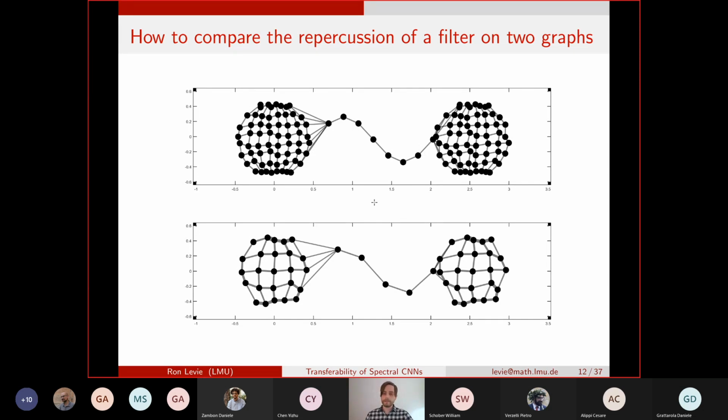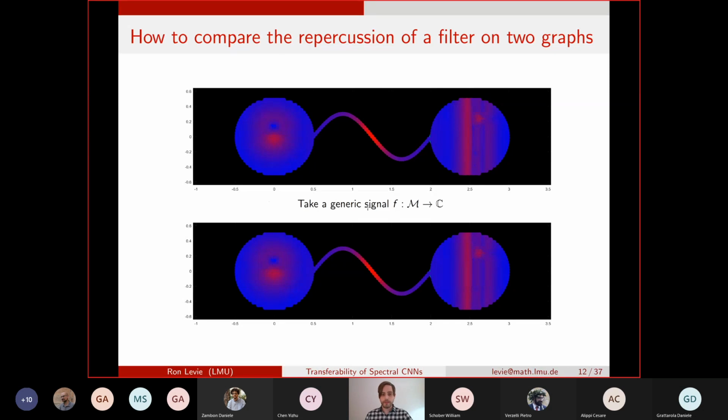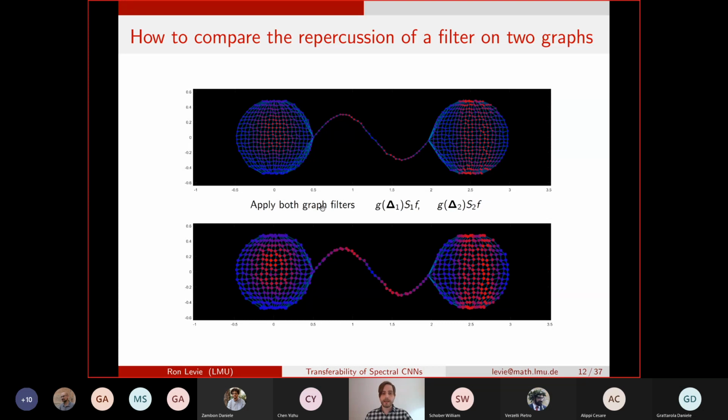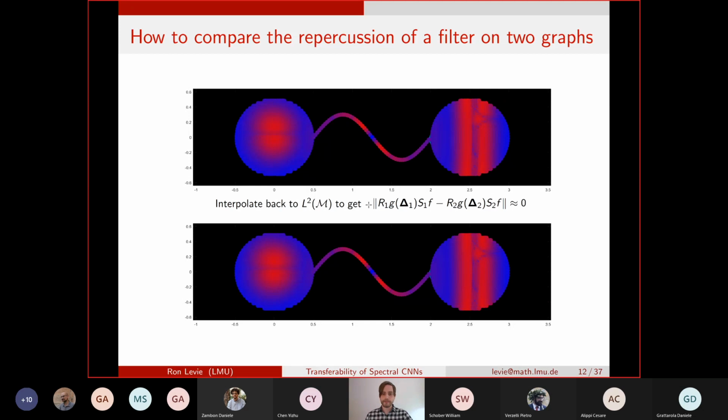So in our approach, we treat transferability as follows. We start with a generic signal in the underlying continuous space, and we sample it to both graphs. And then we apply the filter to both graphs. The filter G is the same, but it is represented differently in each graph: G of the first graph Laplacian and G of the second graph Laplacian. And now to compare the two outputs, we interpolate the result back to the continuous space. Because both output signals live in the same space, I can compare them using some norm, some L2 error. And what we do in our theory is prove that this error is small.